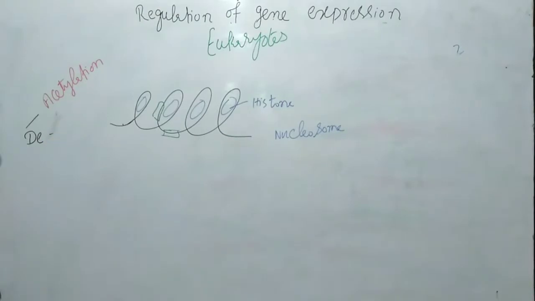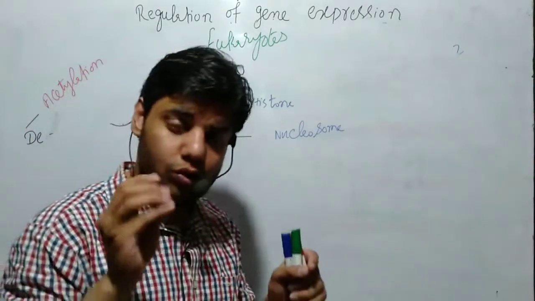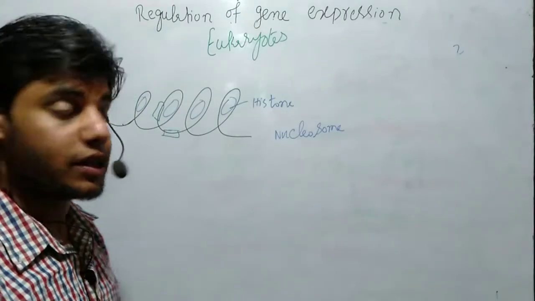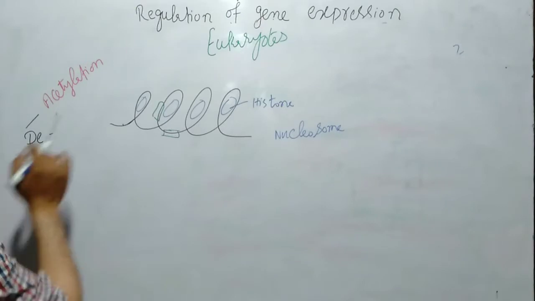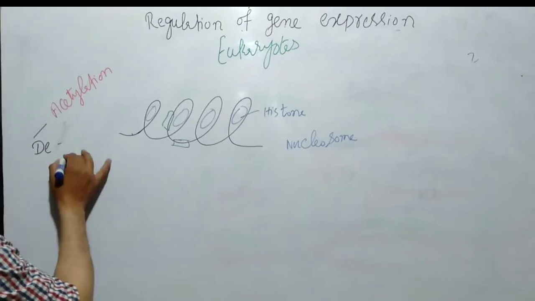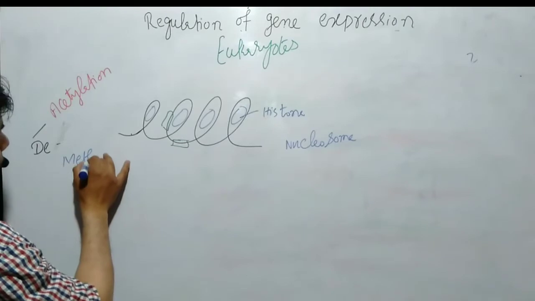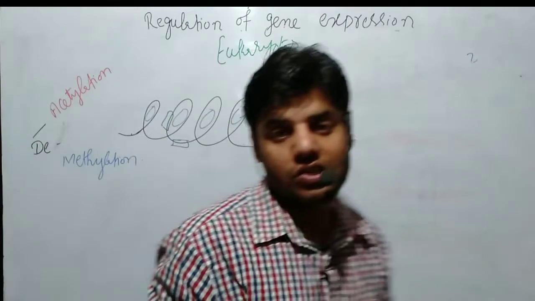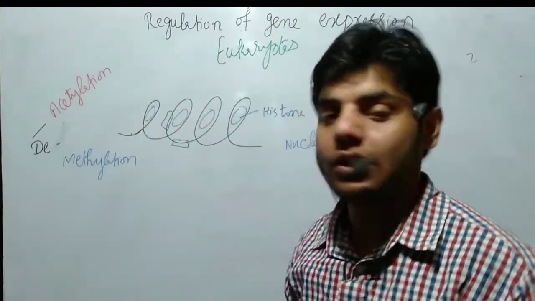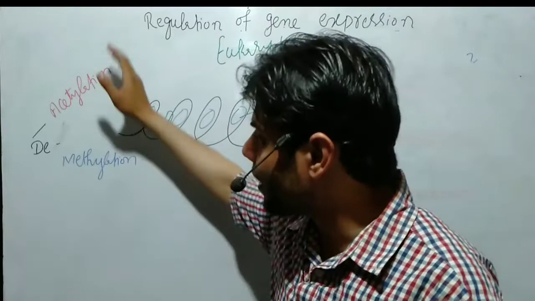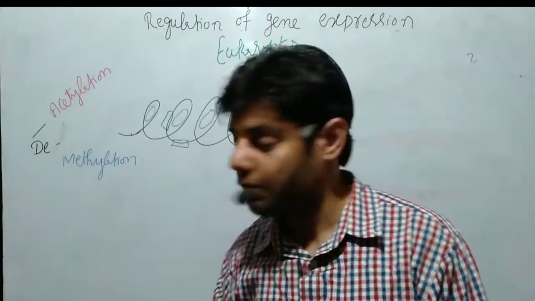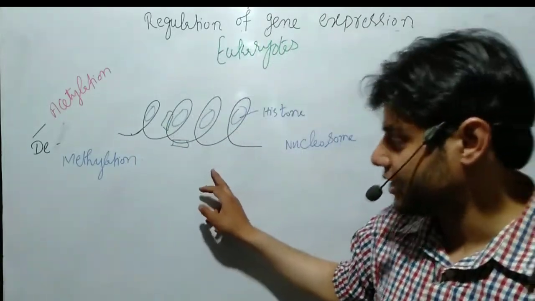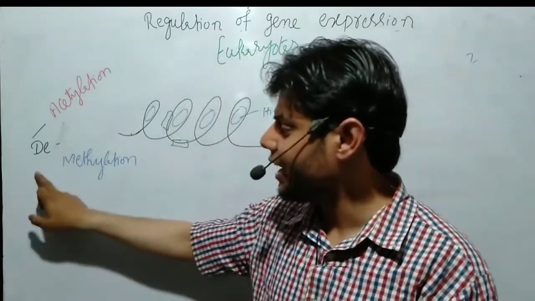This process occurs by certain types of proteins and enzymes, different and multiple proteins and enzymes. Moreover, in this case we have another process which we call methylation. Now in methylation, both processes occur, acetylation and deacetylation. Sometimes acetylation occurs and sometimes demethylation occurs. But mostly acetylation and deacetylation occur.